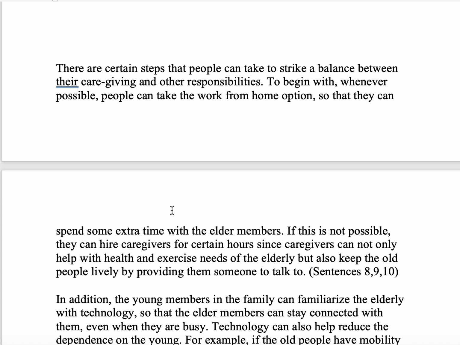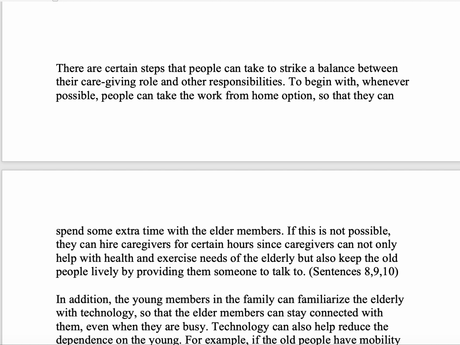There are certain steps that people can take to strike a balance between their caregiving role and other responsibilities. To begin with, whenever possible, people can take the work from home option so that they can spend some extra time with their elder members. If this is not possible, they can hire caregivers for certain hours, since caregivers can not only help with the health and exercise needs for elderly, but also keep the old people lively by providing them someone to talk to. So this is one solution.